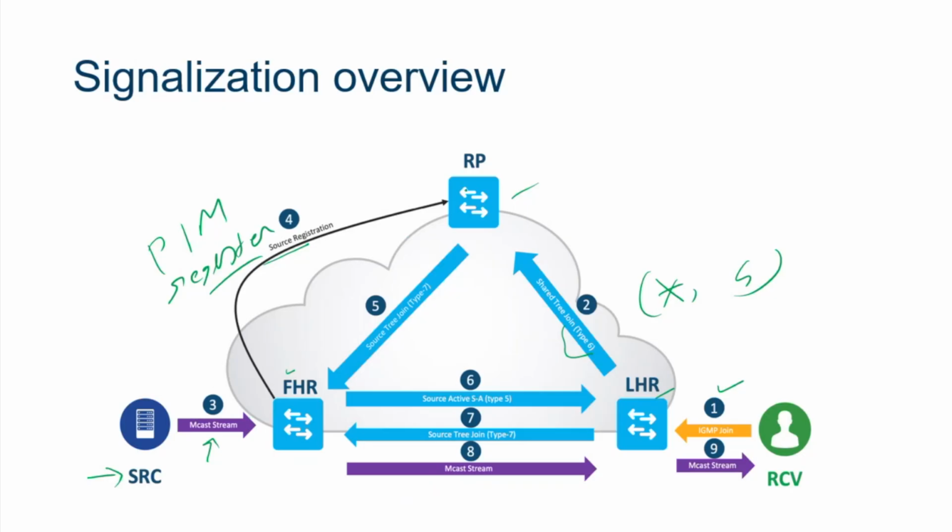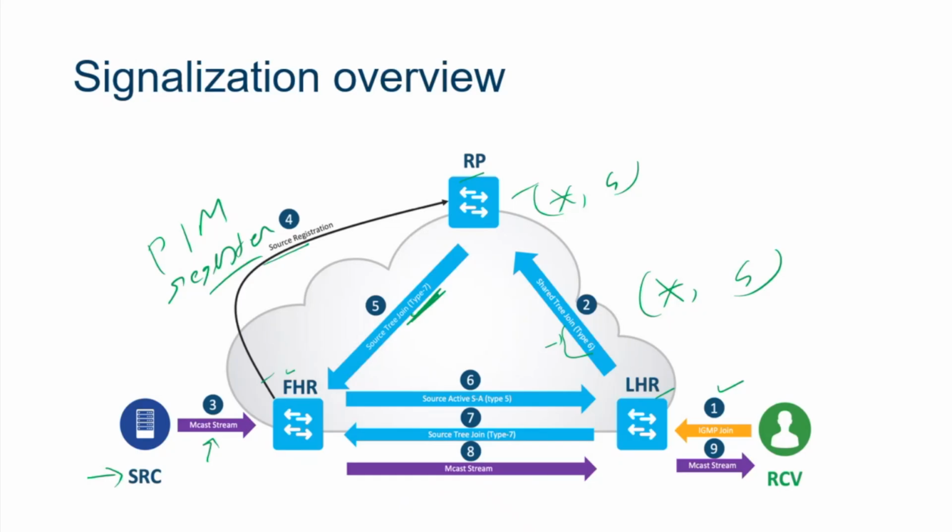That will be sent to RP. So once RP received that register message, RP has already received this type 6 route. That means star comma G is already created on RP. There are interested receivers on RP. RP knows that. RP will send this type 7 route source tree towards FHR, first hop router.